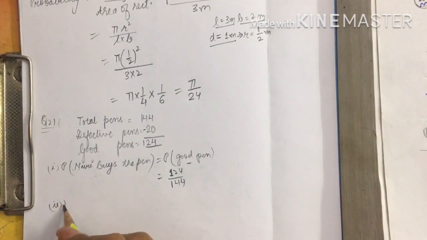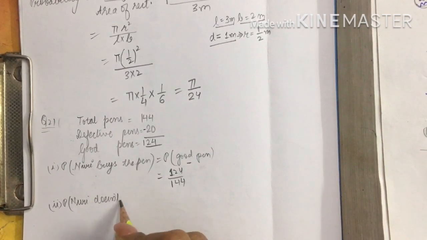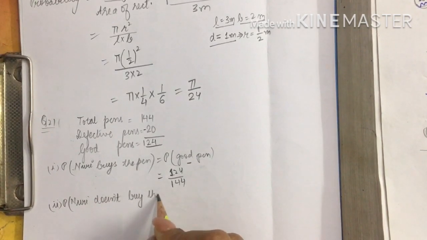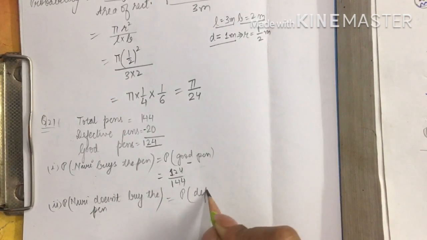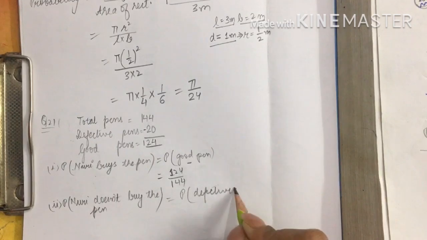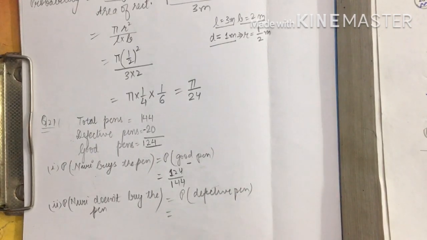Similarly, for the second part, Noori doesn't buy the pen. This depends on the probability of the pen being defective. And how many defective pens are there? There are 20 defective pens out of 144 pens.